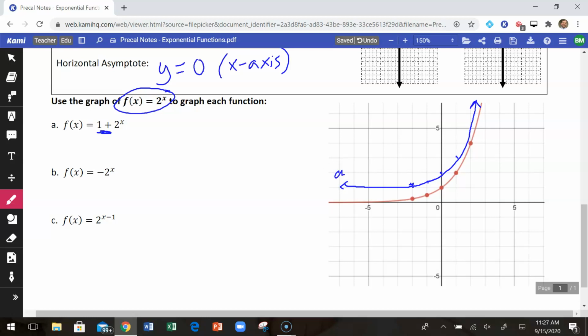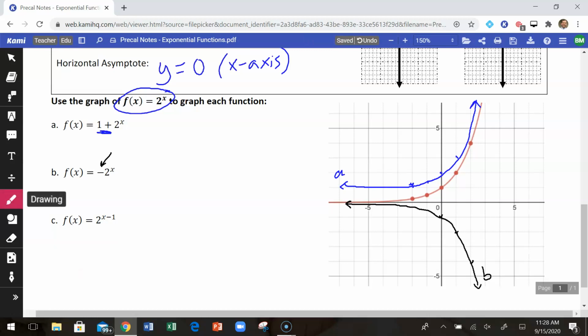So that's A. To graph B, we have a negative in front. A negative in front is going to be a reflection about the x-axis. So what's going to happen here is our asymptote is not going to change. We're just going to reflect it down instead of up. And we're going to end up with a graph that would do this, and again tail towards the x-axis, as we go to the left. We still have that same asymptote. So that's going to be B.